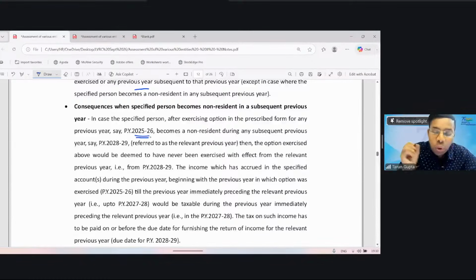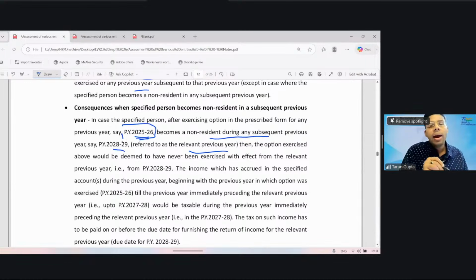in case a specified person, after exercising the option for any previous year, say 25-26, becomes a non-resident during any subsequent previous year, say 28-29, referred to as the relevant previous year. So I opted for 89A in PY 25-26. On account of such option, the government will not have taxed my income on accrual basis for the years 25-26, 26-27, and 27-28. Now comes year 28-29 when I become a non-resident again.